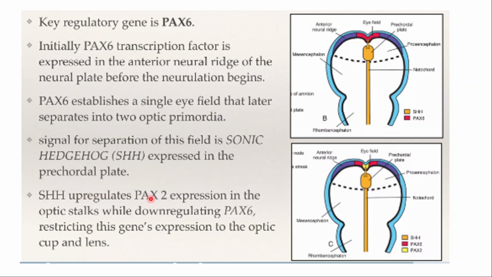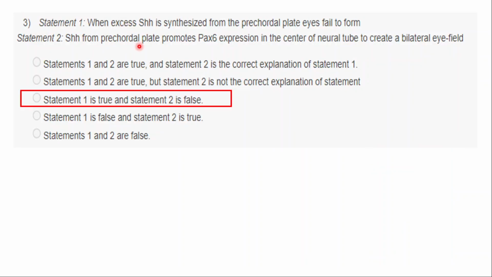SHH upregulates PAX2 expression in the optic stalk while down-regulating PAX6, restricting its expression to the optic cup and lens. So this is what I was talking about. SHH will turn on the expression of PAX2, but it will inhibit or down-regulate PAX6, thereby restricting it to the eye field. So this statement, SHH from the precaudal plate promotes PAX6 expression, is wrong. It does not promote, it actually inhibits PAX6 expression in the center of the neural tube to create a bilateral eye field. That is why statement 2 is false.